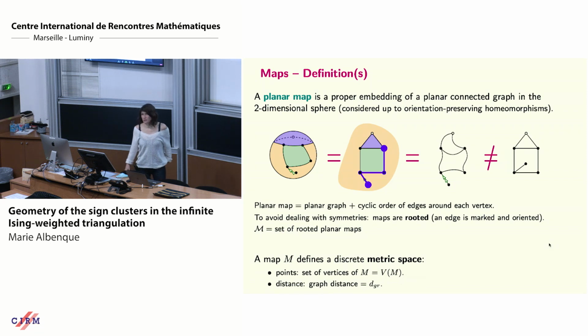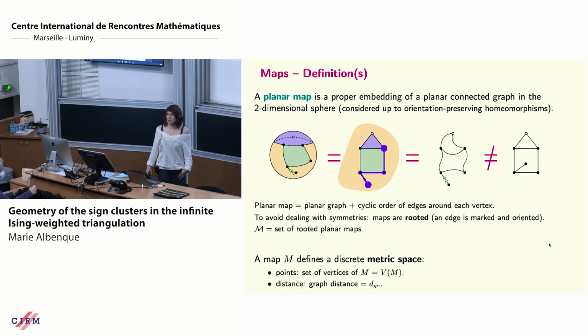An important point of view in this talk and in the study of maps is to view maps as metric spaces, where the points of the space are the vertices of the map, and the distance is just the graph distance. So I'm only going to consider the graph distance between vertices.